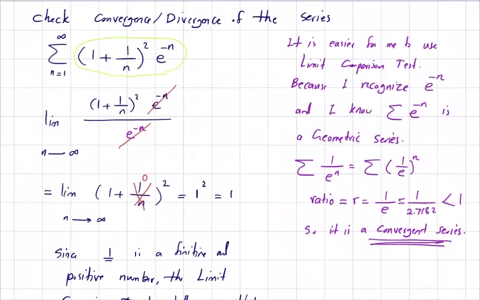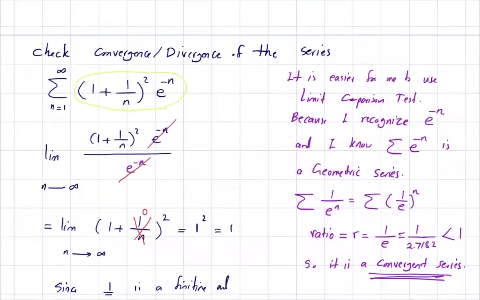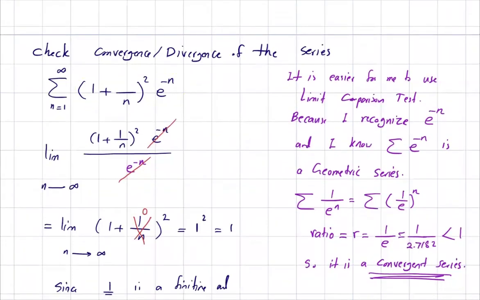So let us recap what we did. We have the series of 1 plus 1 over n to the second power e to power negative n, and we want to check the convergence and divergence of this series. Again, it's easier for me to use limit comparison test. Why is that? Because I recognize e to power negative n here. So this is my very first step. My first step is to recognize something that is familiar to me, like e to power negative n, or a p series, something that helps me to simplify this a little bit more.